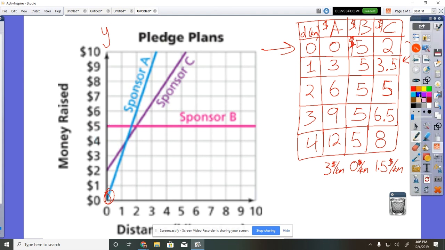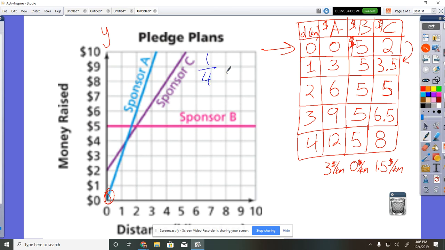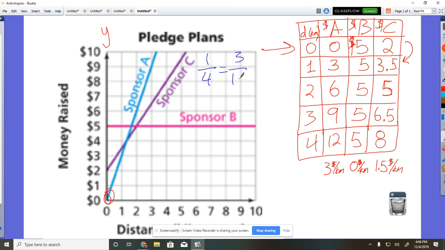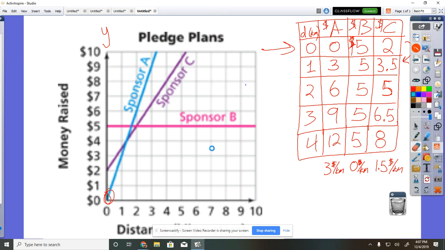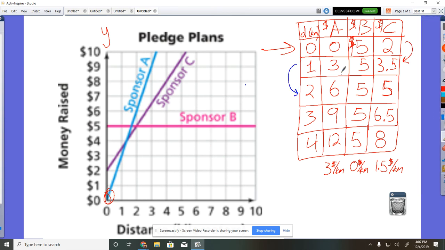So quick example. 1 to 4 is proportional to 3 to 12 because I can multiply the numerator by 3 and I can multiply the denominator by 3. So 1 times 3 is 3, 4 times 3 is 12. If I can multiply to get from one ratio to the next by the same number, then it's proportional. So let's see where we can do this. Sponsor A. If I double the kilometers, do I double the dollars? For sponsor A, yes. A is proportional.